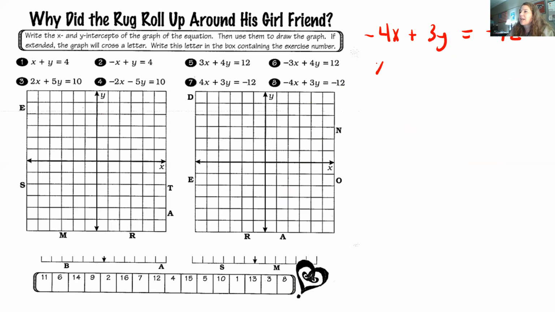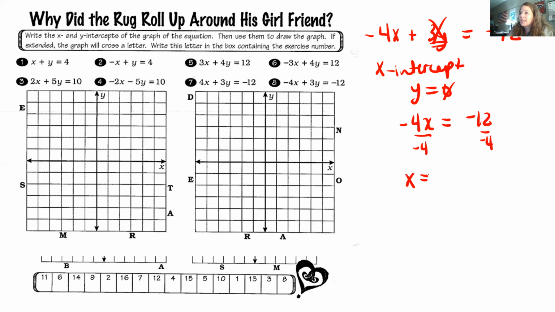All right, so we're going to find the x-intercept by making y equal 0. So if y equals 0, what's 3 times 0? 0. That goes away. We would end up with -4x equals -12. And then to get rid of times -4, I'm going to divide both sides by -4. So the x-intercept is 3. So x is 3 when y is 0. Just always remember those intercepts are always an ordered pair. One of the numbers has to be 0.